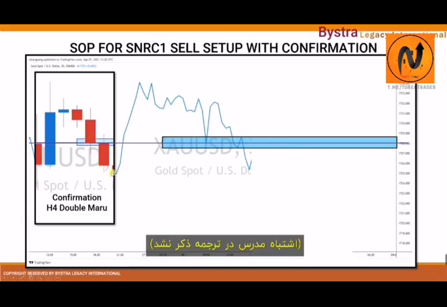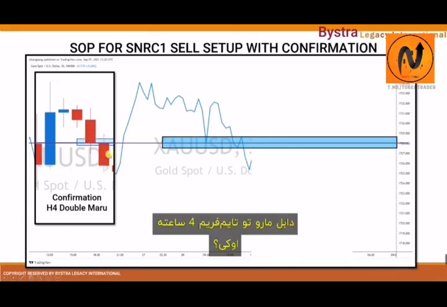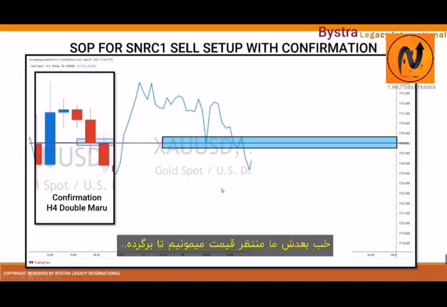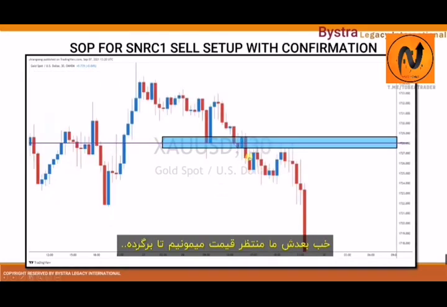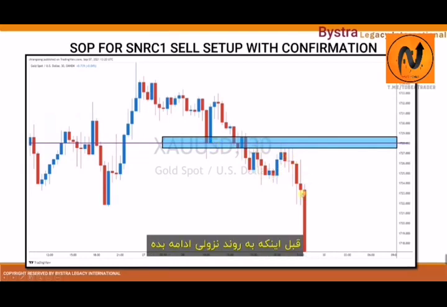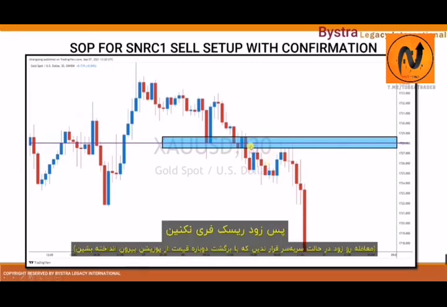Double Marubozu, H4 double Marubozu. So double Marubozu can be used as a confirmation as well, besides engulfing candle. Next, we wait for the price to come back and react to our entry point. You can see it comes back once, again a second time, a third time, before it continues on the downtrend. So do not put your break even early. You can set it higher up a little bit.